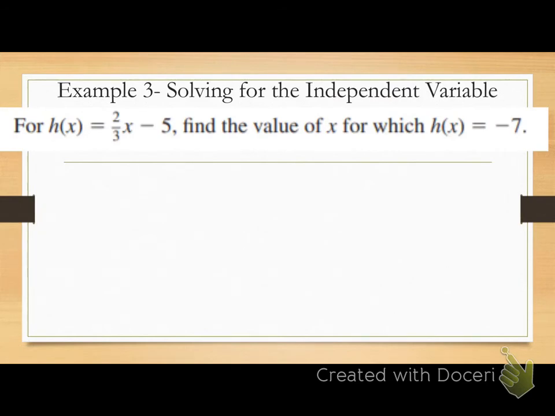Example 3. For h of x, this is just function notation again, right? Instead of f, we're using h. We still treat h of x like y. For h of x equals 2/3 x minus 5, find the value of x for which h of x equals negative 7. Any ideas how we're going to approach this problem? Any ideas here?